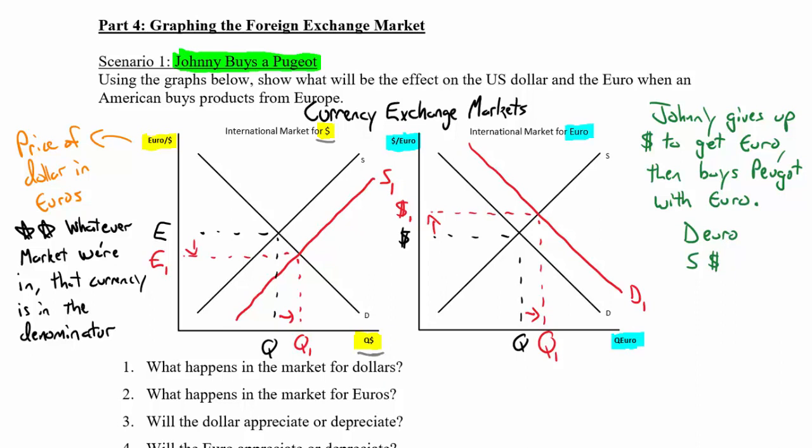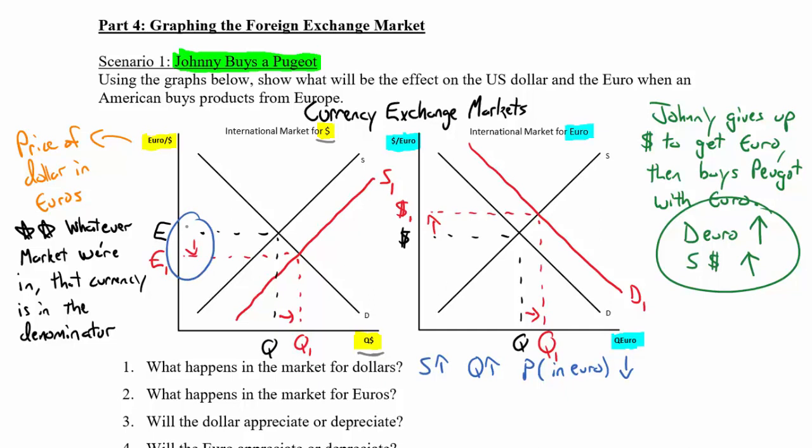So if I fill this in, the demand for the euro has increased, and the supply of the dollar in the international market has increased. So what I see here is the market for dollars, the supply went up, which we just did. I'm going to fill these questions in. The supply went up, the quantity went up, and again, that doesn't matter. And the price in euros went down. So the supply went up and the price went down, which I see right here.